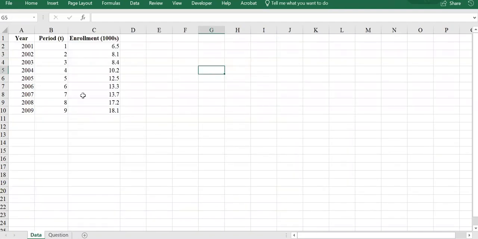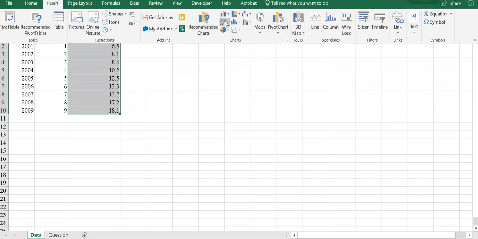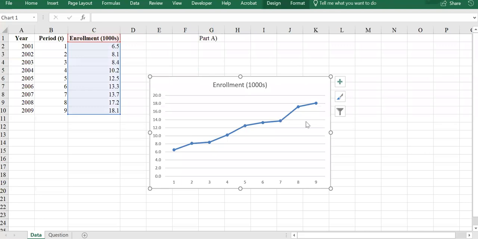All right, so I'm going to come here. Part A is a simple line chart. So I just select column C, insert, line with marker. And obviously we see a consistent increasing trend, and it's quite linear, as you can see here. I don't see any non-linearity in terms of the increasing pattern in the enrollment data.